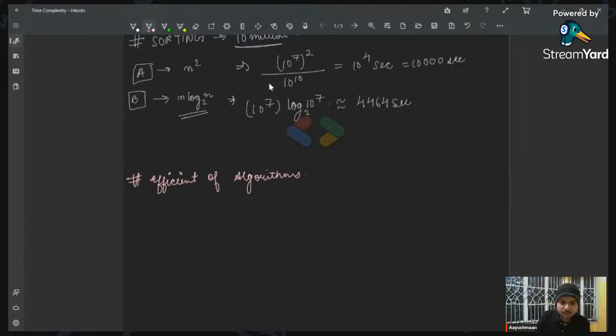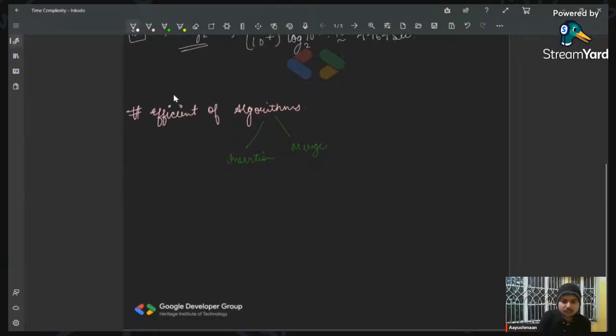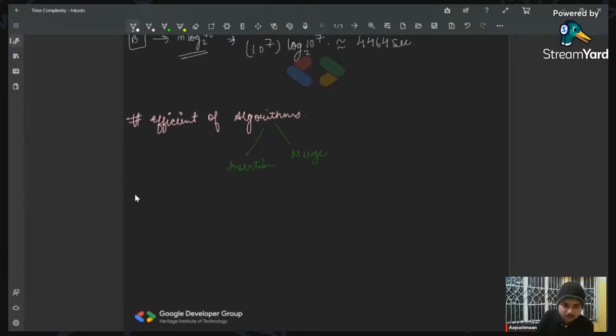Of course, all the other algorithms can have their own time complexities, and we can analyze them too. But for understanding, we are considering these two algorithms. So what does insertion sort do? In short, let me tell you.